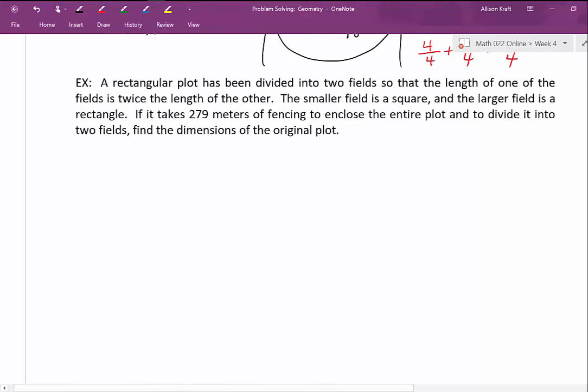Our next application says a rectangular plot has been divided into two fields so that the length of one of the fields is twice the length of the other. The smaller field is a square and the larger field is a rectangle. If it takes 279 meters of fencing to enclose the entire plot and to divide it into two fields, find the dimensions of the original plot. Well, I'll start by making a rectangle.